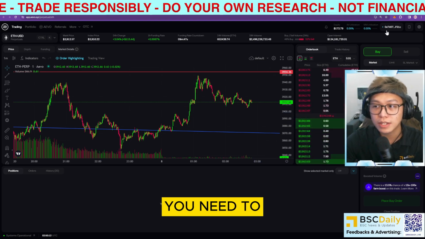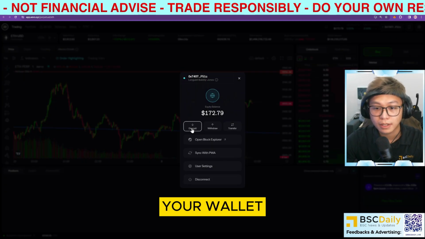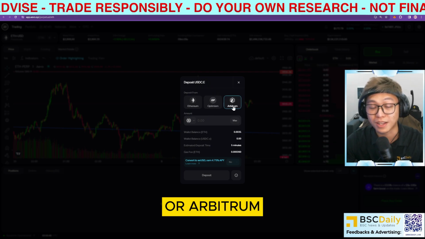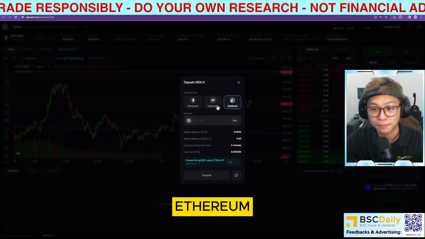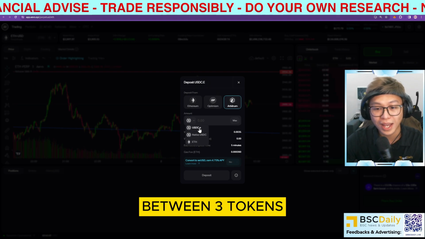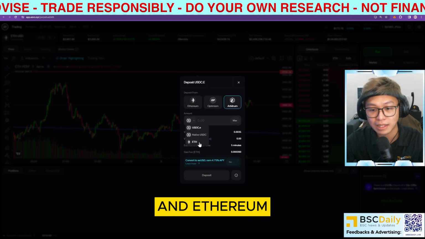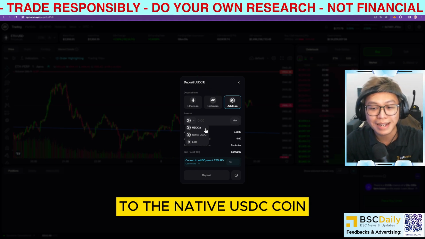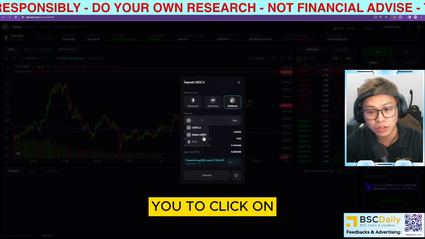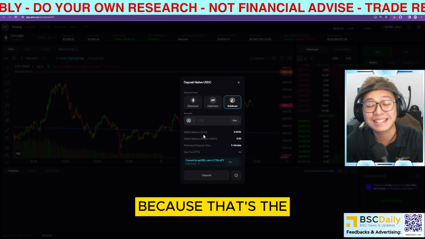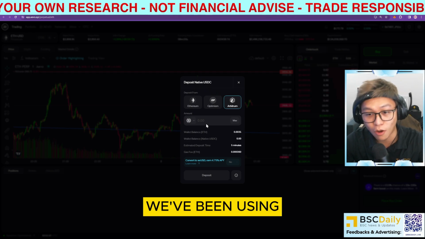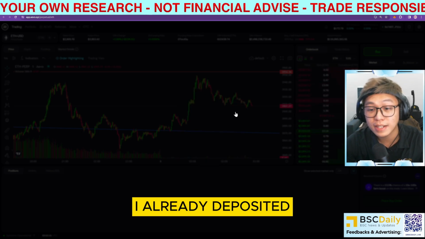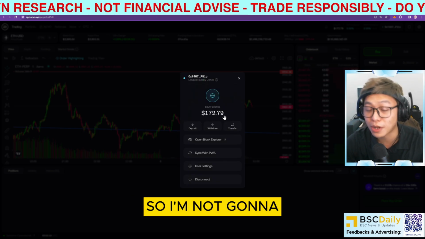Next thing you need to do is deposit money into your wallet. Click on deposit and choose any chain you like. I would suggest you choose Optimism or Arbitrum because the gas fee is going to be way cheaper than Ethereum. You can choose between 3 tokens: USDC.E, Native USDC, and Ethereum. USDC.E is basically a bridged stablecoin pegged to the native USDC coin. I would suggest you click on the native USDC because that's the same USDC that we've been using all the time. The final step is to choose the amount you like and then click on deposit. I already deposited about $172, so I'm not going to do it anymore.